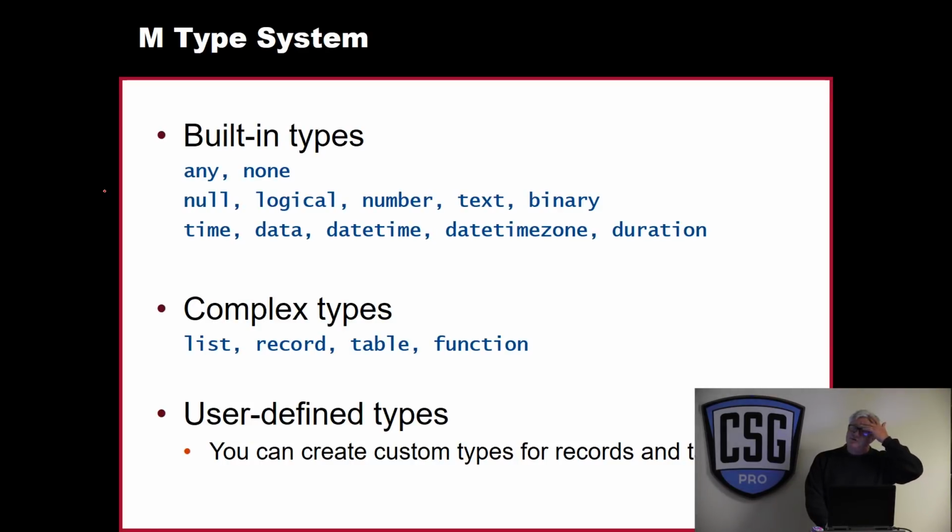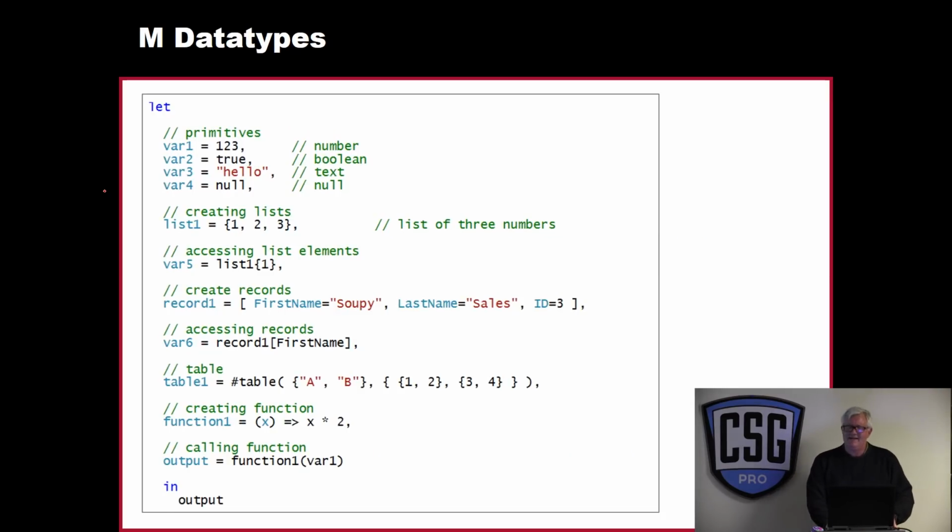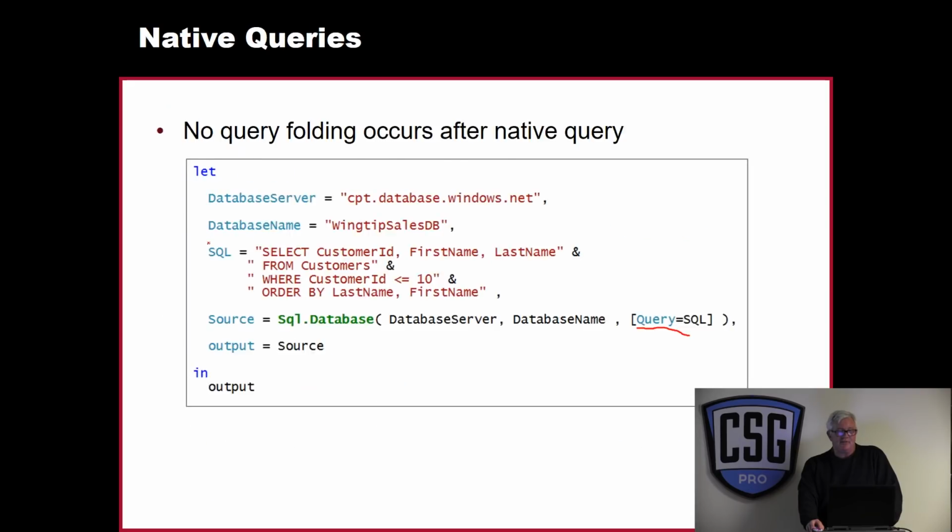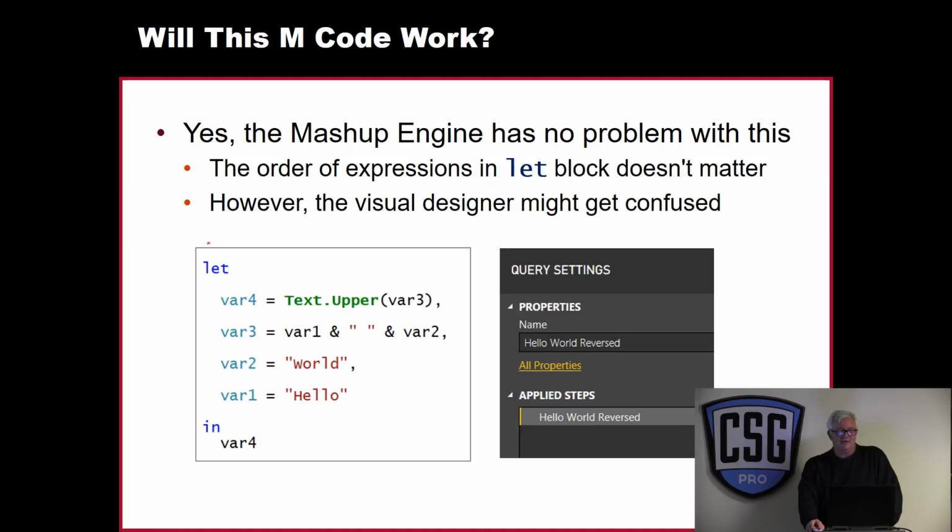Now, there's also user-defined types. The idea is that you have something like a table structure and you want to define a type. We'll see that in just a second. But here's writing M code, and here's a number, here's a Boolean. So true and false are both keywords in the language. If I want to create a list inside here, I basically just have something that is inside the curly braces. That's going to be seen as a list.